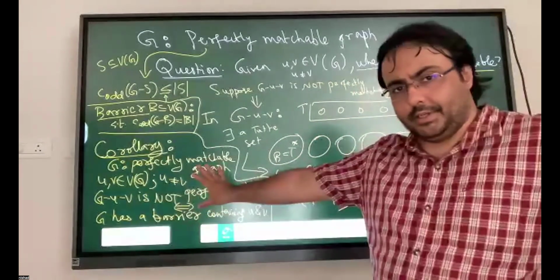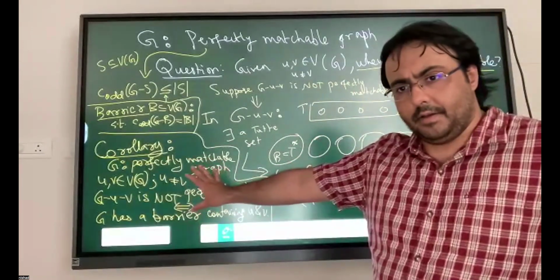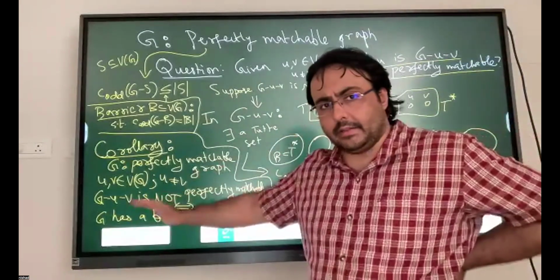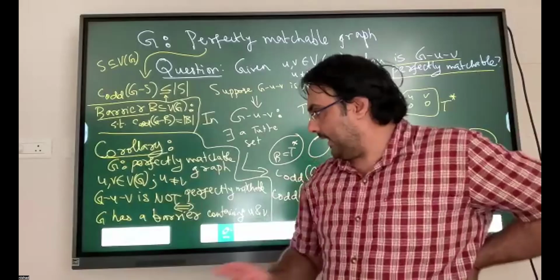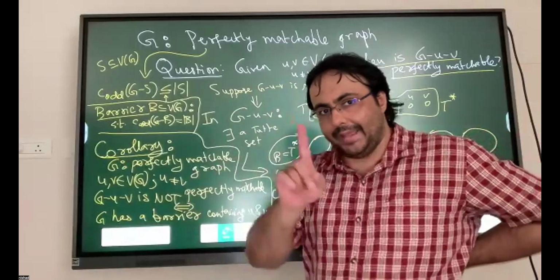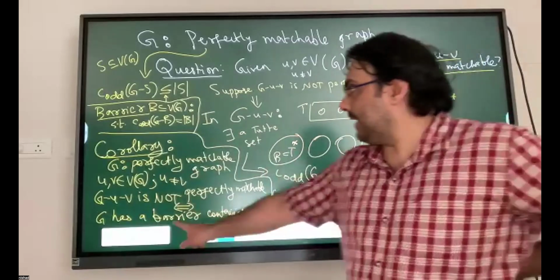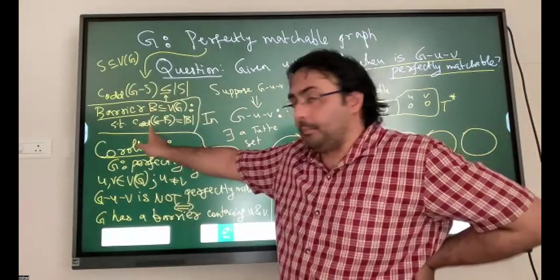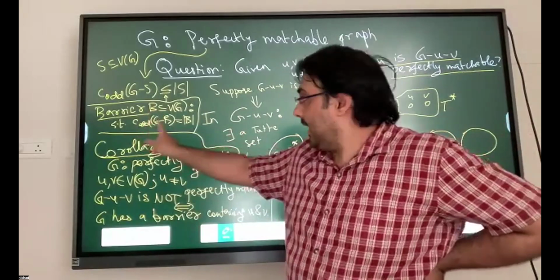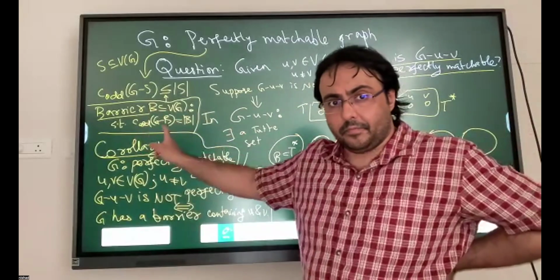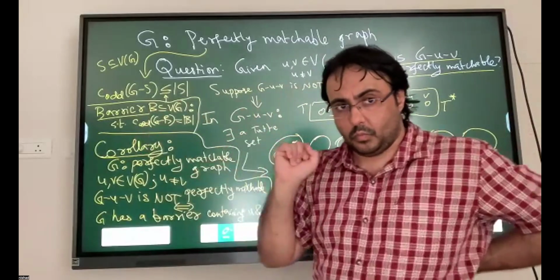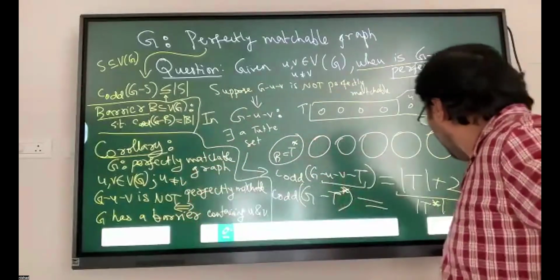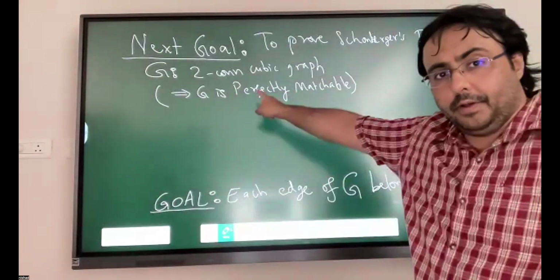So we have answered this question. Given a perfectly matchable graph, you consider two distinct vertices, U and V. The graph G minus U minus V is not perfectly matchable if and only if the graph G has a barrier containing U and V, which means that there is a set of vertices that contains U and V, so that the number of odd components in G minus B is exactly equal to the cardinality of B. Such a set is called a barrier. And now, using this corollary of Tutte's theorem, we will go back to the previous page and we will prove Schönberger's theorem.